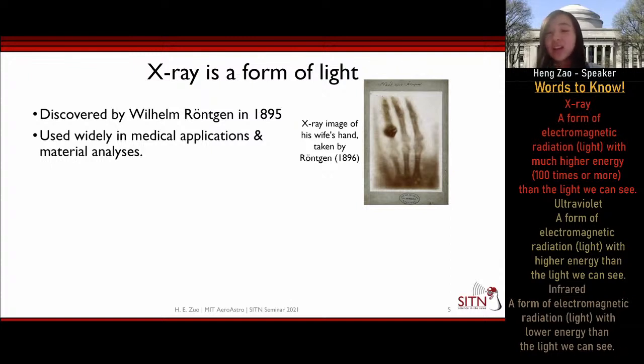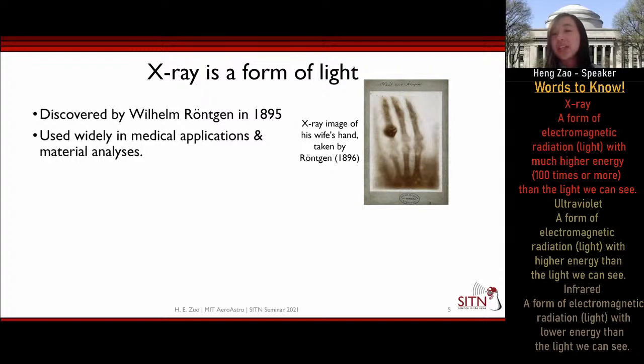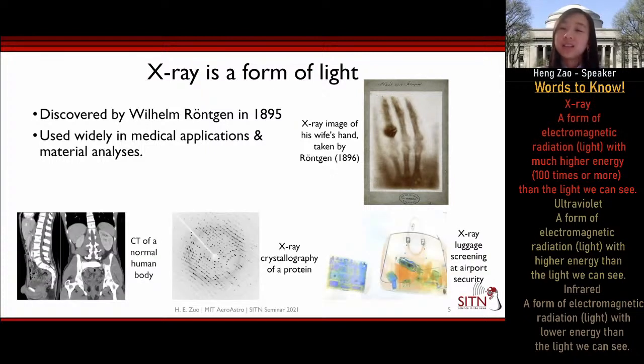That's because our flesh and tissues are mostly transparent to X-rays, and our bones can partially absorb them. That's why the bones are dark. You can also see the ring on her hand. That's because X-rays are really high energy, and they interact with materials really strongly. That property can be used in many medical applications or material analysis.